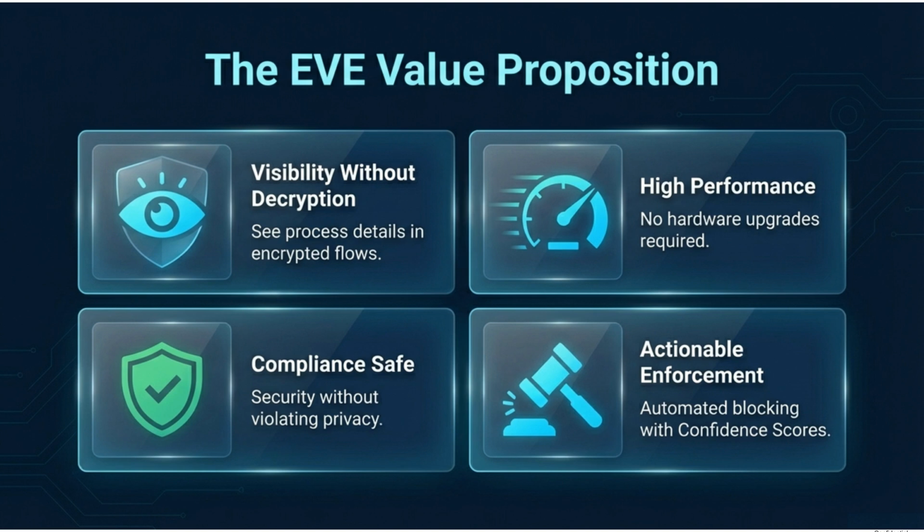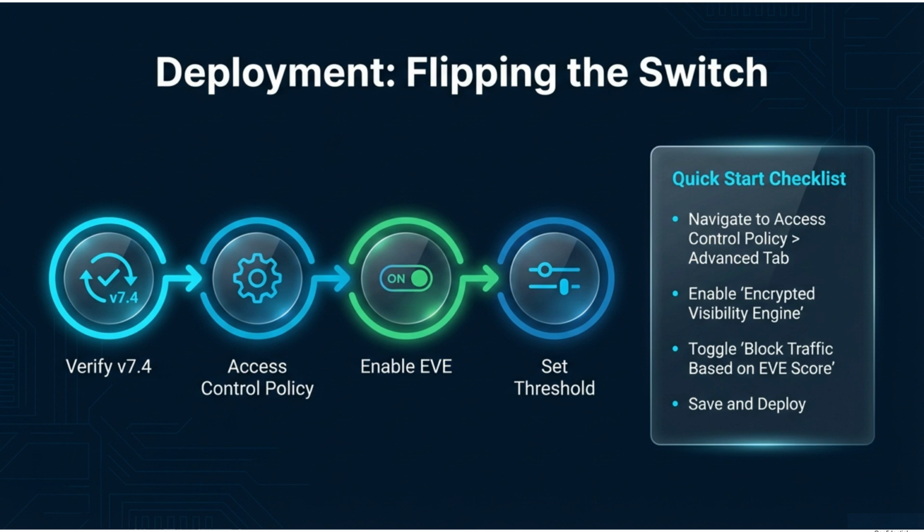To summarize the EVE value proposition, you gain crucial visibility into encrypted flows without the need for decryption. You maintain high performance with no hardware upgrades required. You remain compliance safe by delivering security without violating user privacy. And finally, you enable actionable enforcement through automated blocking paired with confidence scores. Best of all, deploying this capability is as simple as flipping a switch.